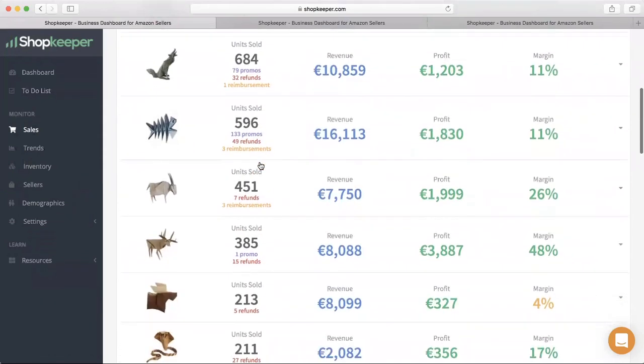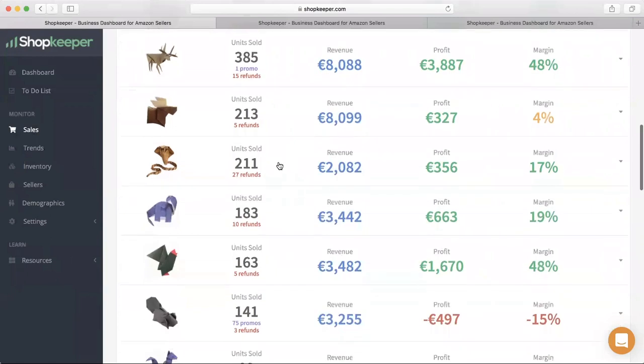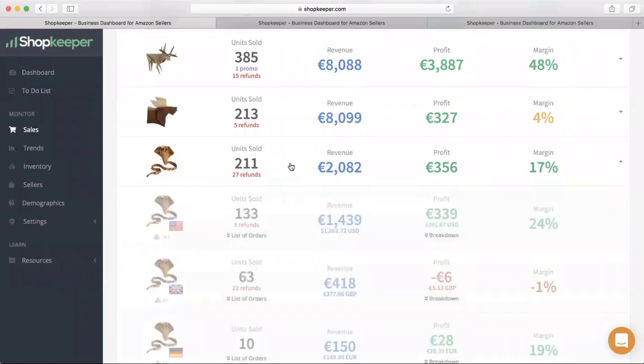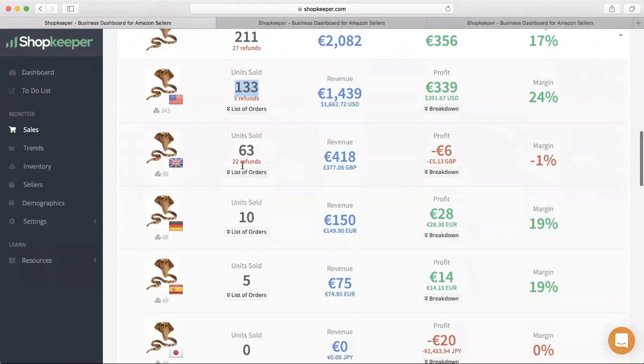So all of these we are skimming and see suddenly, this Cobra product has 27 refunds out of 211 items. So that is a higher refund rate than we would want. We would expand it and look into it. We see that the United States is doing pretty good, only 5 refunds out of 133. But in the UK, for some reason, the refund rate is like 30%. Look at this, 22 refunds out of 63.